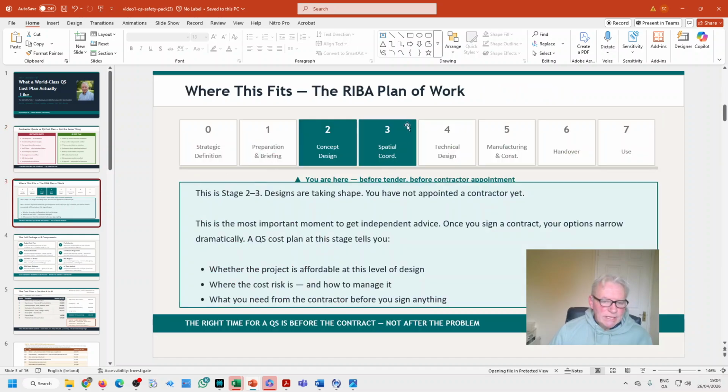So there is the RIBA plan. I've done a video on that, and you can see that that is different stages of the project, and this is where the cost plan comes in here. You're best to start before tendering, but also a tendering stage in here as well, where technical design is locked in and you have a full bill of quantities. You want to come back and revisit here. So it's actually two.